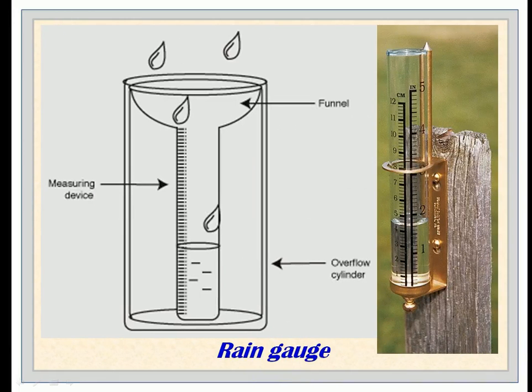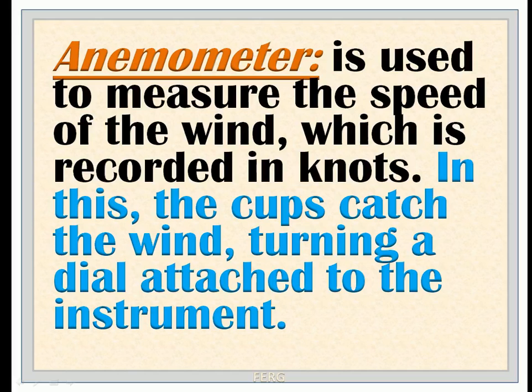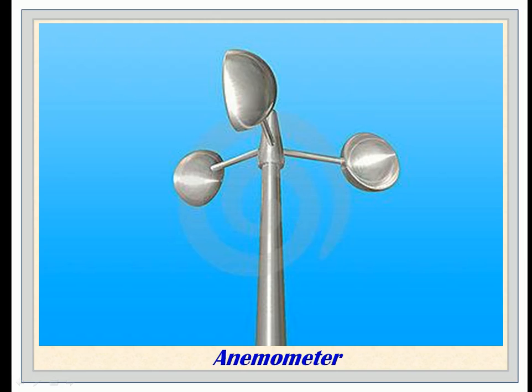This picture illustrates a rain gauge. Anemometer is used to measure the speed of the wind, which is recorded in knots. In this, the cups catch the wind, turning a dial attached to the instrument. This picture illustrates an anemometer.